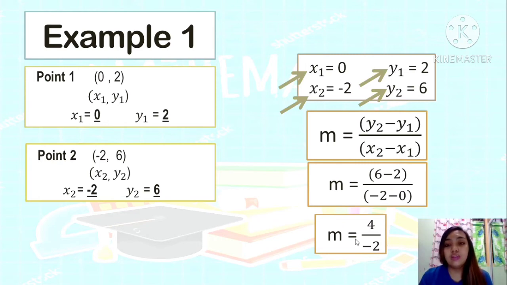Simplify, what is 4 divided by negative 2? You will get negative 2. So, the slope now is negative 2. So, that's how simple it is.